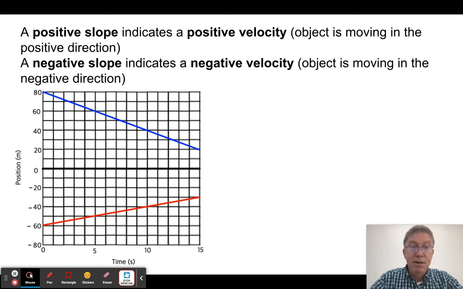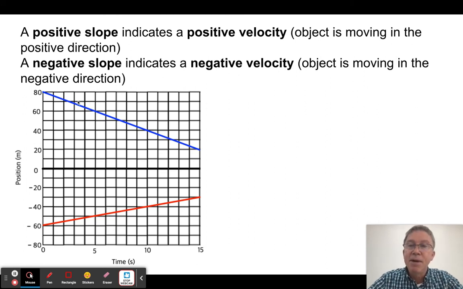Now, another thing to keep in mind, a really important thing to keep in mind, is that the direction of the slope is the direction of motion, not where you are, but which way you're moving. So in this case here, I have a negative slope, so that tells me the object is moving in the negative direction. Here I have a positive slope, that tells me the object is moving in a positive direction. So I'll have a positive velocity here. I'll have a negative velocity here. Because remember, a negative velocity means you're moving in the negative direction.